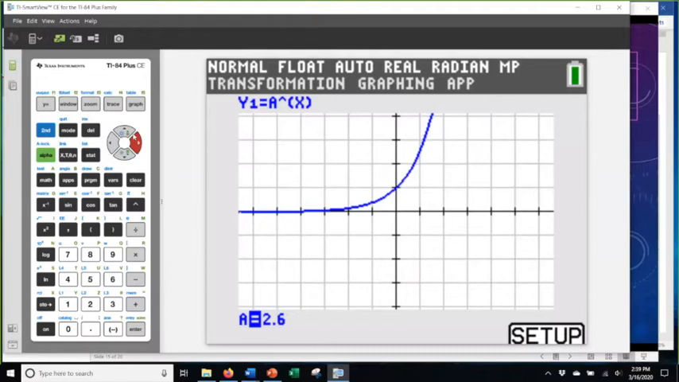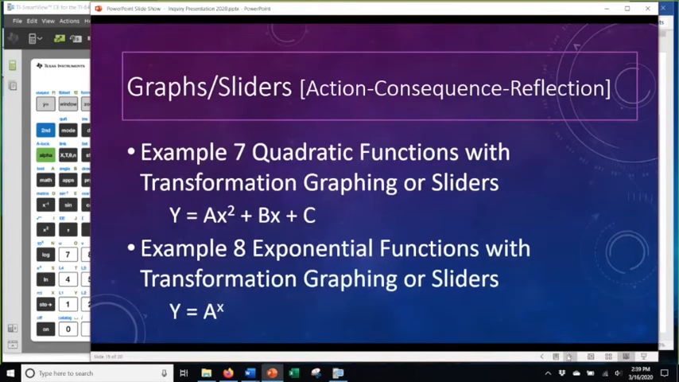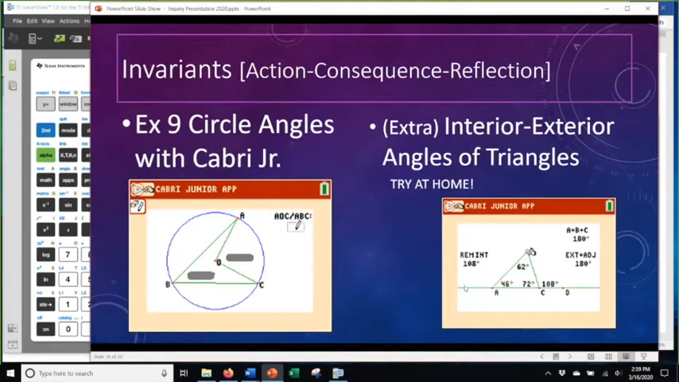Okay, so graphs and sliders is one category of action consequence reflection activities. The next kind is invariants. And invariants are parts of a mathematical situation that remain the same even as others are changing. These can be numerical invariants where certain quantities or sums of other quantities remain the same, or it can be locations or parts of a geometric figure or things like that. So I've got 2 examples to share with you. One of them is circle angles.